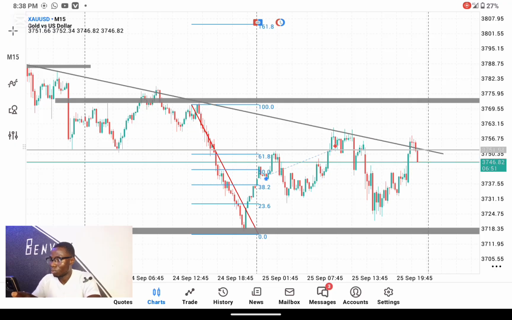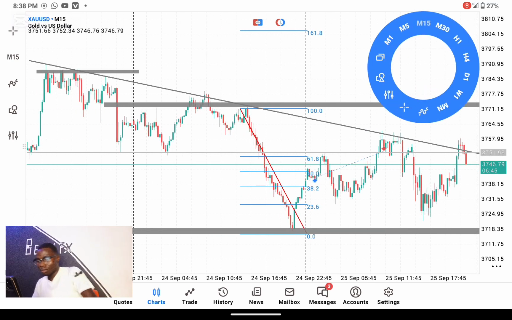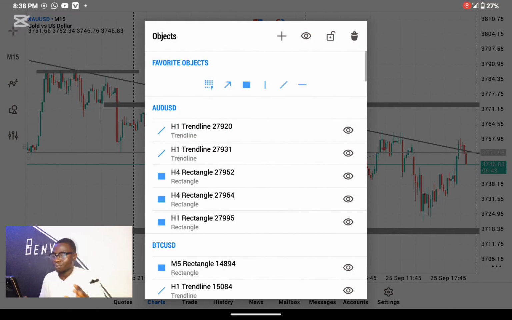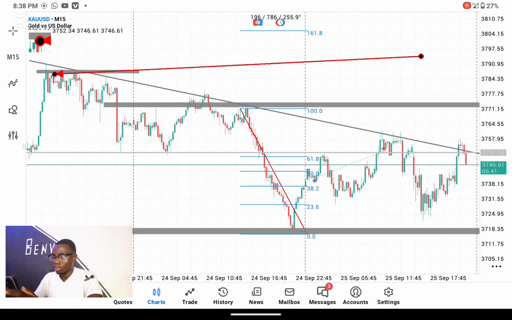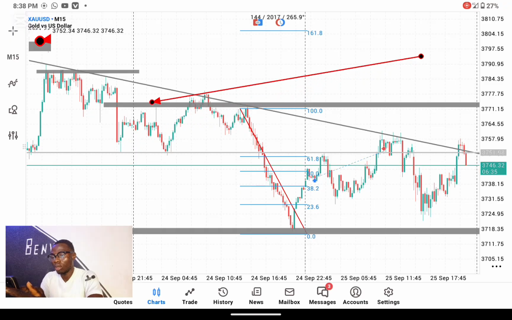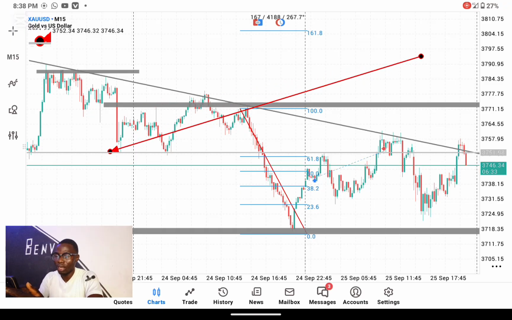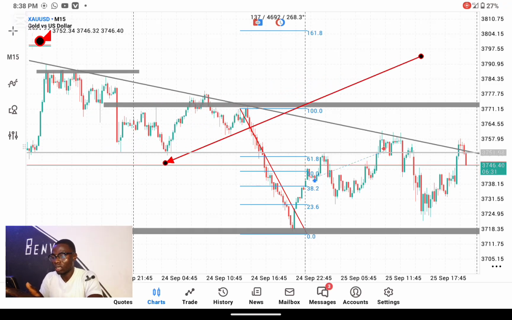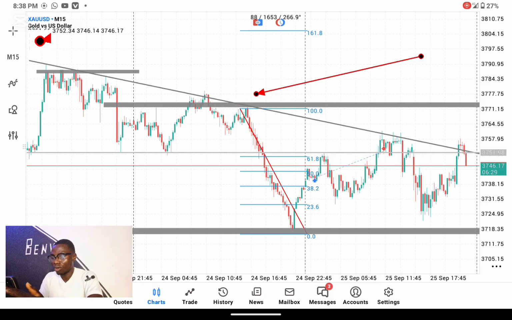But if we should follow the trend now, this is our first high, you understand. Then it gave us lower high here, lower low here, lower high here, lower low here, lower high here, lower low here, lower high here.